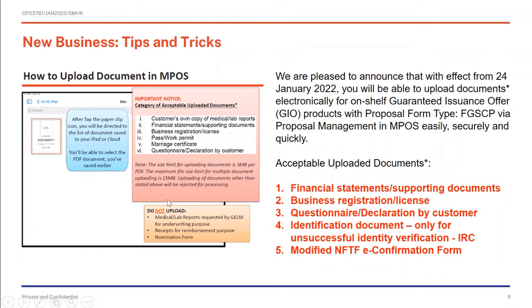Okay, but just to take note, here are some documents we can't accept through the MPost. Medical or lab reports requested by our company, or those like the RME long medical examination, cannot be uploaded. Receipts for reimbursement basis also cannot be uploaded, and also the nomination form. For the nomination form, currently we still require the original copy submission through the branch office. For the rest of the documents, you can upload through our MPost already. So it's easier and quicker for your case to be enforced.